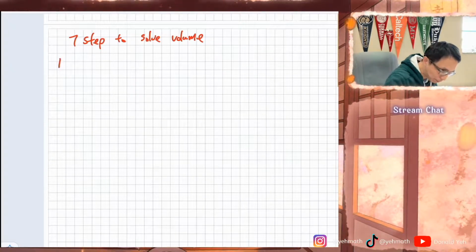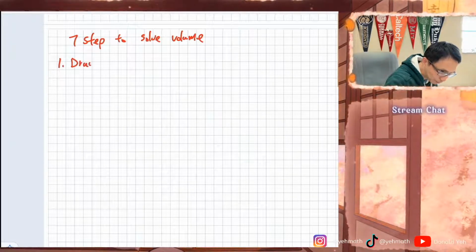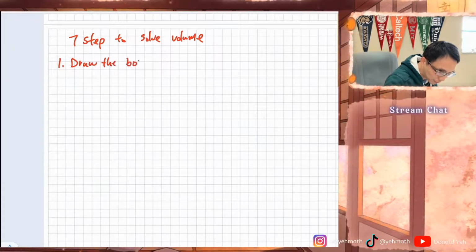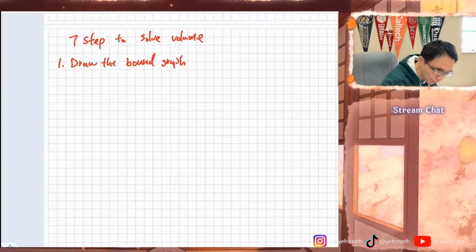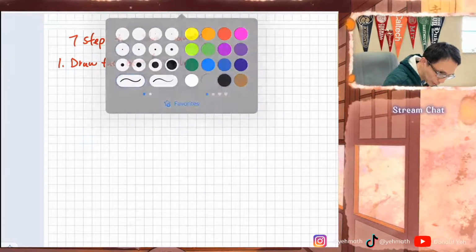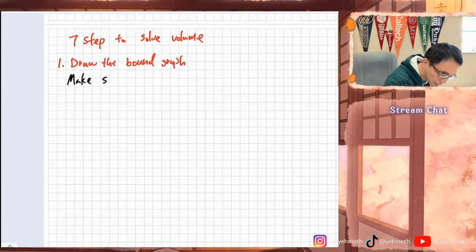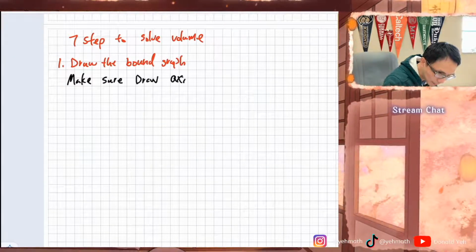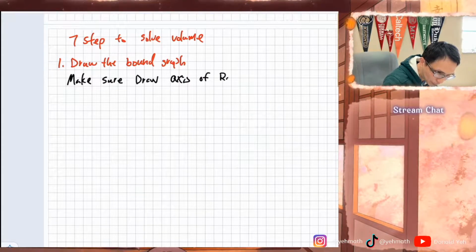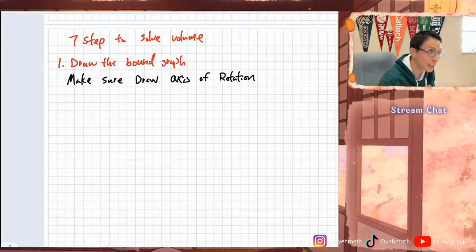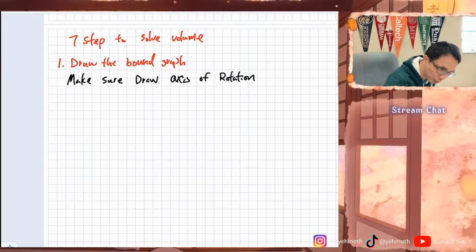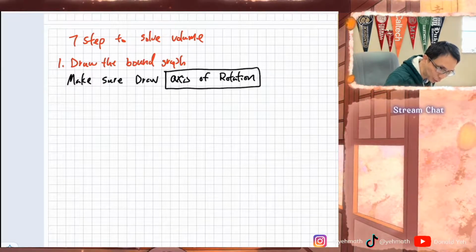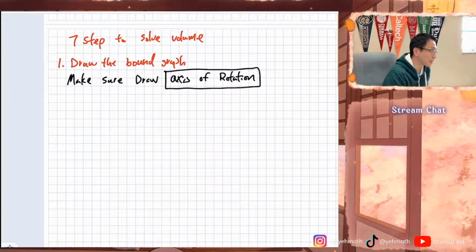The first step: draw the graph. Draw the bounded graph. Not only that, you also have to make sure you draw the axis of rotation. If you don't draw the axis of rotation, that's bad. Make sure you draw this. Something very important besides the graph is the axis of rotation.